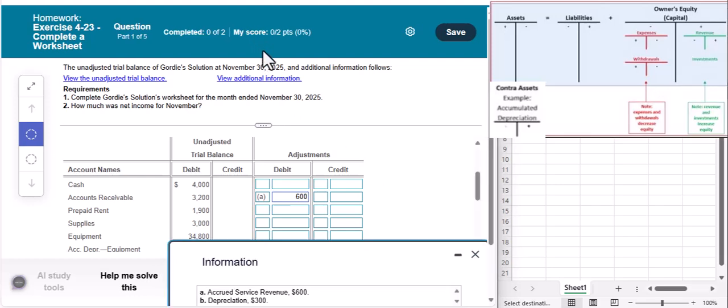So with B, we have depreciation of $300. So we don't have to calculate the depreciation in this problem. The authors were nice to us. So now we need to plug in this $300 of depreciation.